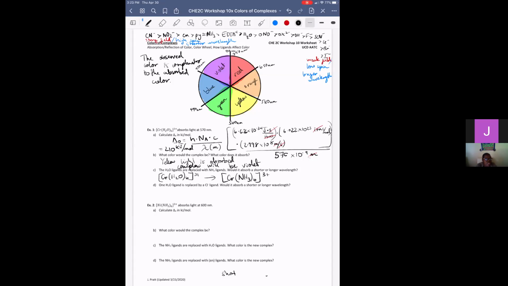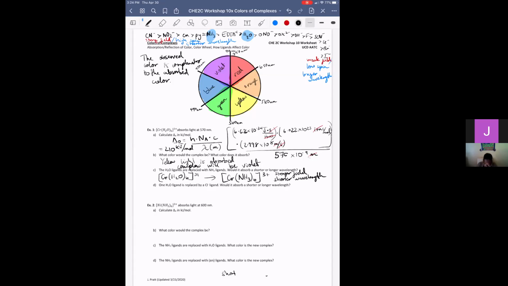In our spectrochemical series, if we're comparing water to ammonia, we can see that we actually went to a stronger field ligand. So since we've replaced our water with a stronger field ligand, then we would expect to have a shorter wavelength. And if we get a shorter wavelength, that means we want to see a shorter wavelength for that molecule. And then we've answered that question.